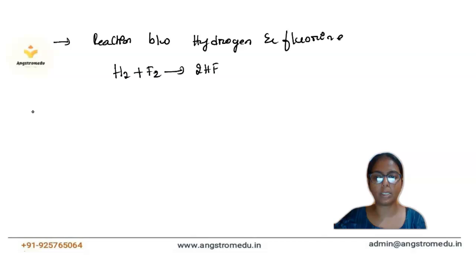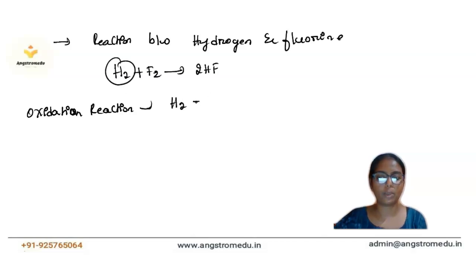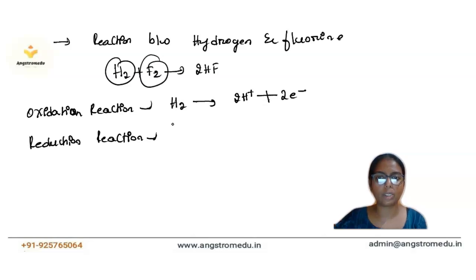If we look at the oxidation reaction, H2 gives rise to 2H plus plus 2 electrons. And if you look at the reduction reaction, fluorine undergoes the reduction. F2, with the addition of 2 electrons, gives rise to 2F minus.